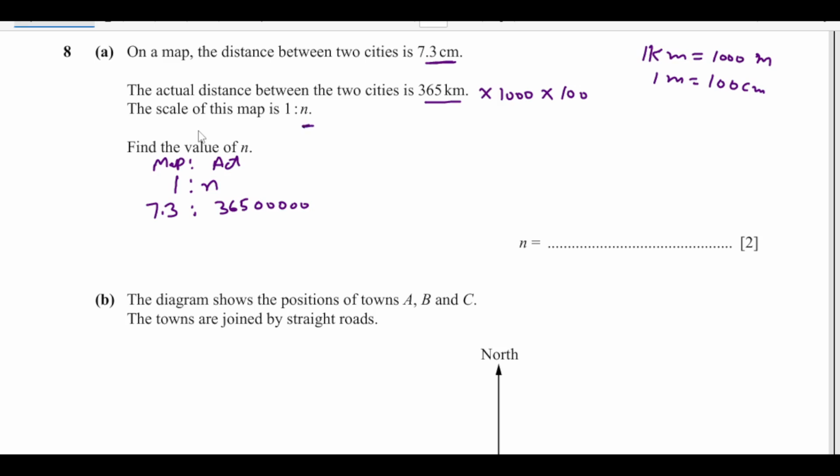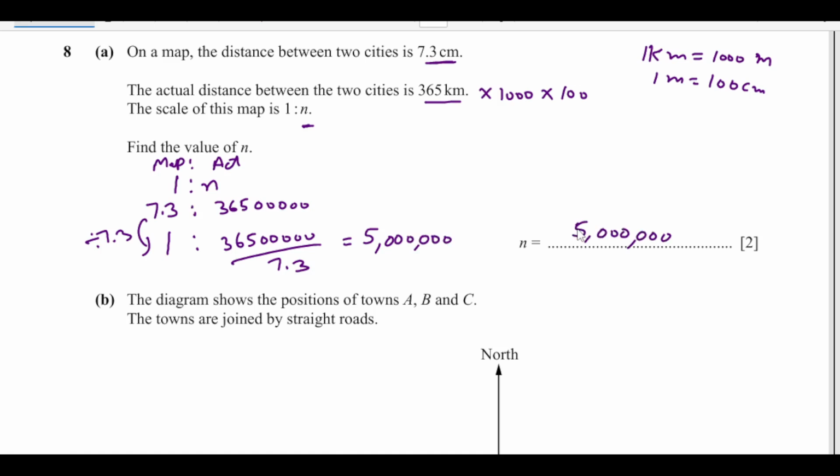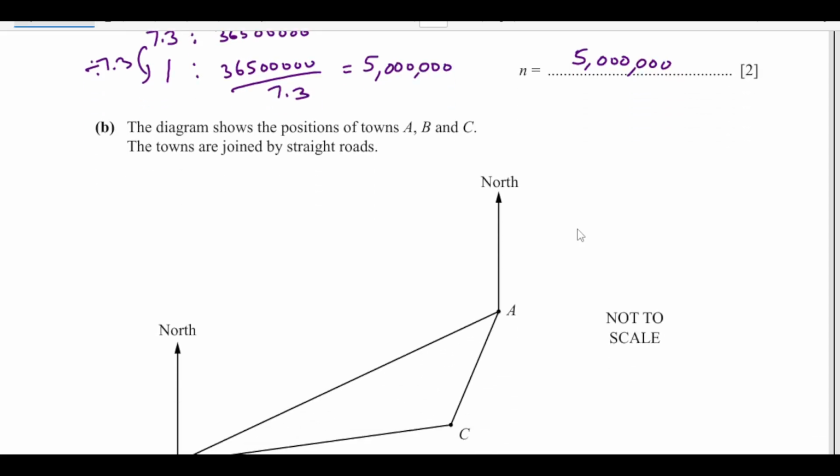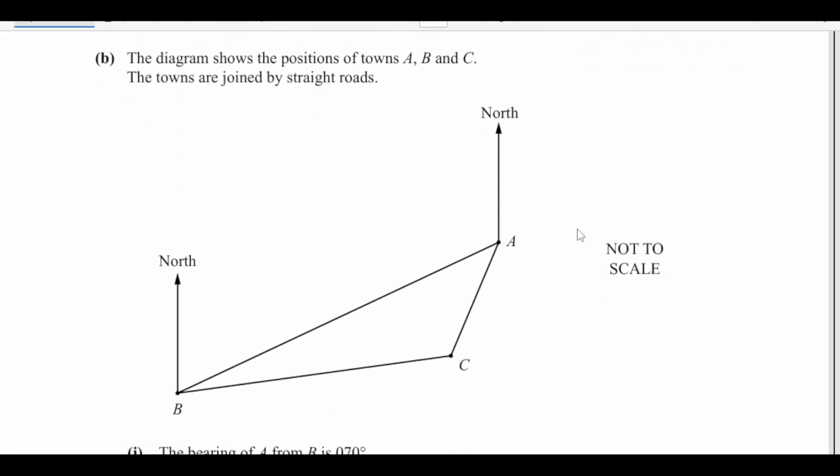N is what we are looking for. This is 1, and then what will be this one here. So this is going to be, we are just dividing it by 7.3. So this side also we are going to divide by 7.3. So when you calculate this, this is 5, 1, 2, 3, like this. So this is the value of n. 5 millions. Now part B, the diagram shows the position of A, B, C.